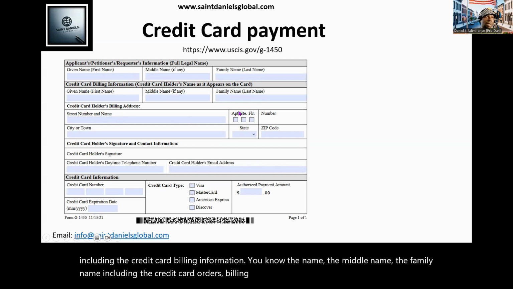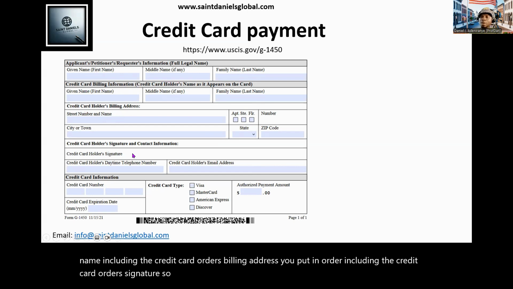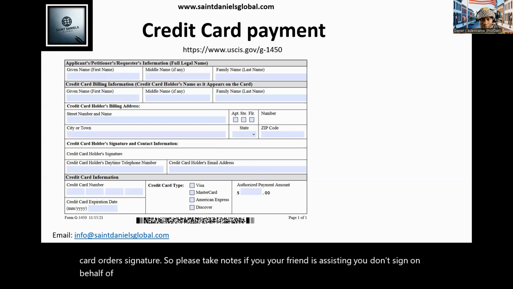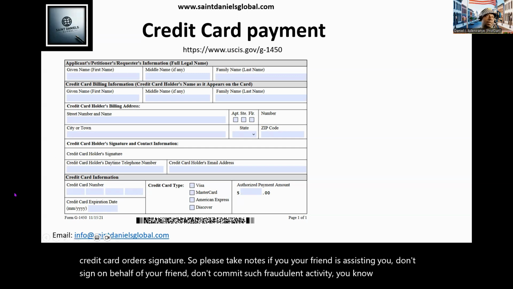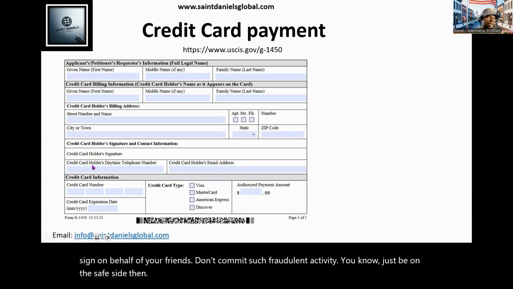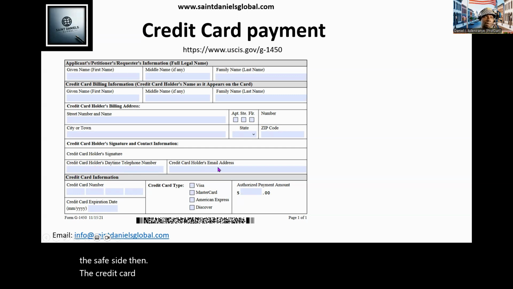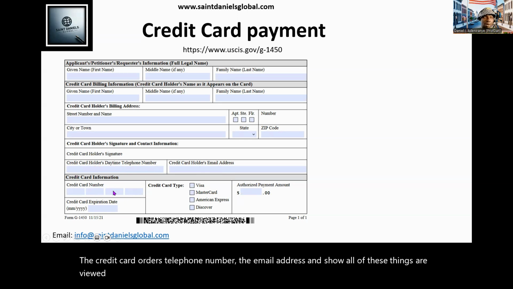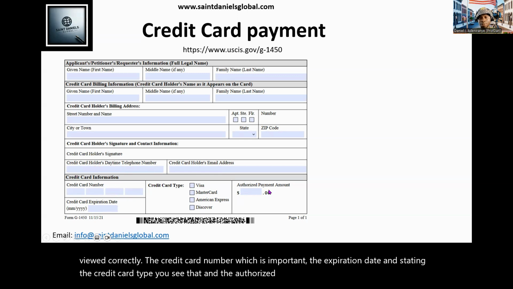You put in all that, including the credit card holder's signature. So please take notes. If your friend is assisting you, don't sign on behalf of your friend. Don't commit such fraudulent activity, just be on the safe side. Then the credit card holder's telephone number, the email address, ensure all of these things are filled correctly. The credit card number, which is important, the expiration date, and stating the credit card type. You see that? And the authorized payment amount.